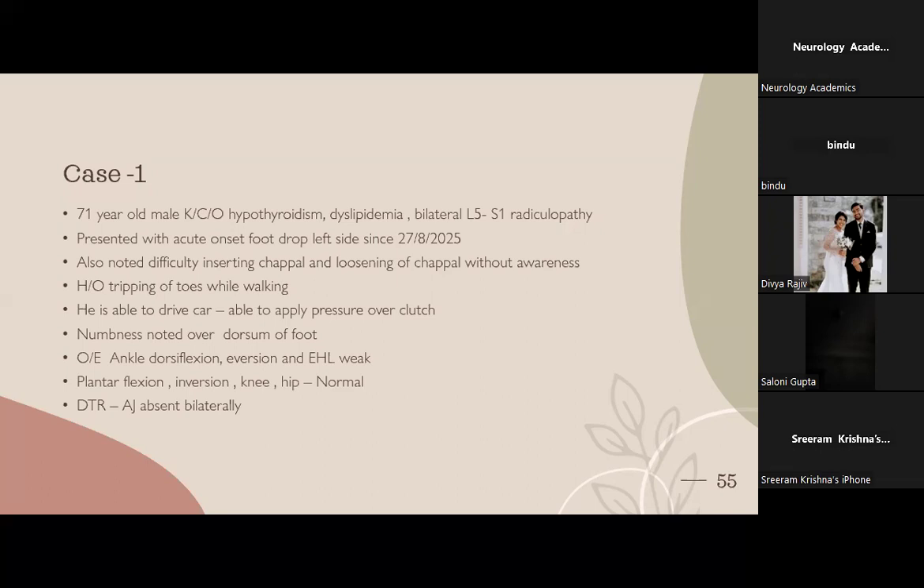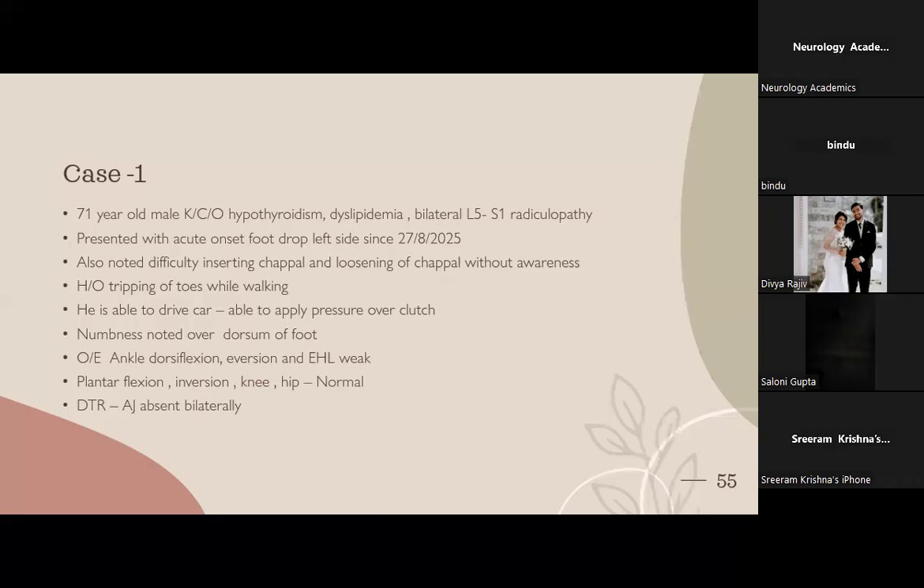On examination, ankle dorsiflexion, eversion, and extensor hallucis longus were weak. Plantar flexion, inversion, knee, and hip movements were normal. Deep tendon reflexes: only ankle jerks were absent bilaterally. Knee jerk was present.